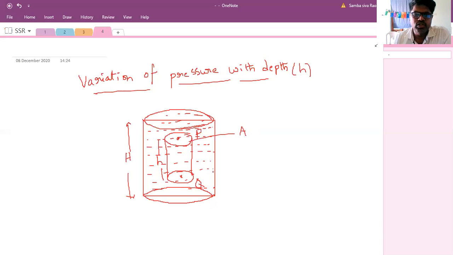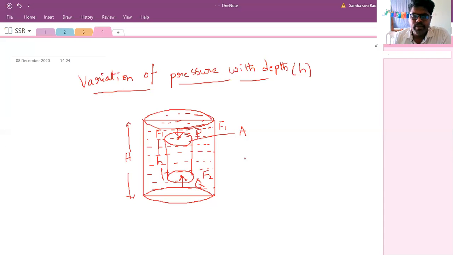Let us say capital A is the area of cross section on both sides. Suppose due to the upper side liquid, there is some force acting on the surface at point P. Let us say that force is F1, acting from the upside liquid towards the downside. Similarly, the lower side liquid acting at point Q exerts a force F2 on this imaginary cylindrical column.